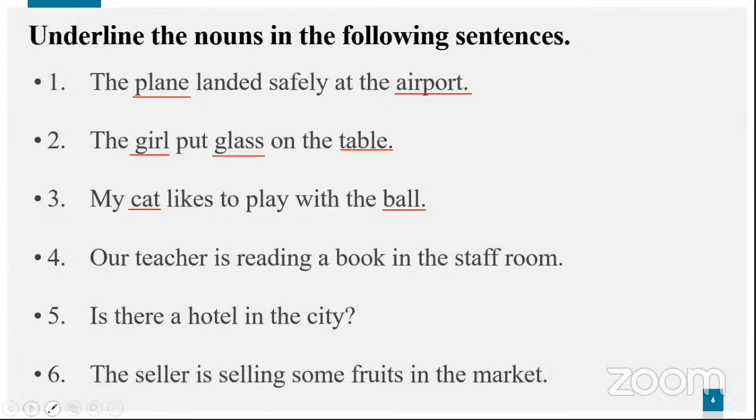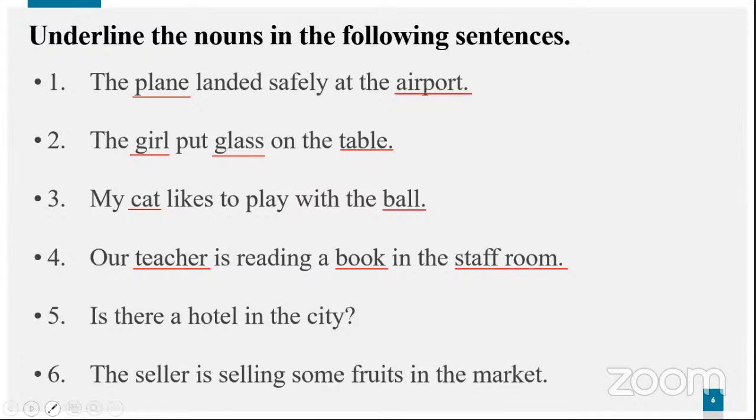Let's go to the fourth sentence. Our teacher is reading a book in the staff room. So there we can identify three nouns. The first one is teacher, a person. And the second one is book. It's a thing. And the third one is staff room. It's a place.